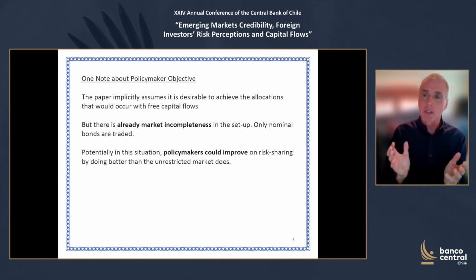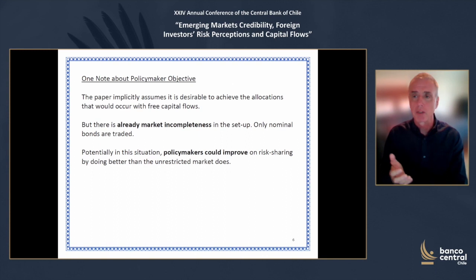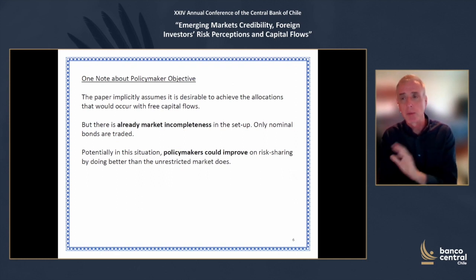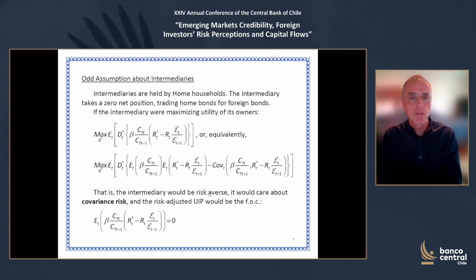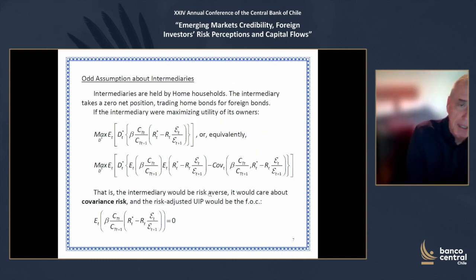Let me just say one quick thing about the objective of the policymaker. I mean, there is still incomplete markets in this model. So the way this is set up, the policymaker wants to do what the market would do if there were none of these intermediary constraints. But I think the policymaker might want to do better because there's a possibility of getting even more risk sharing given the lack of assets that are traded. But I want to actually focus on this assumption about the intermediaries.